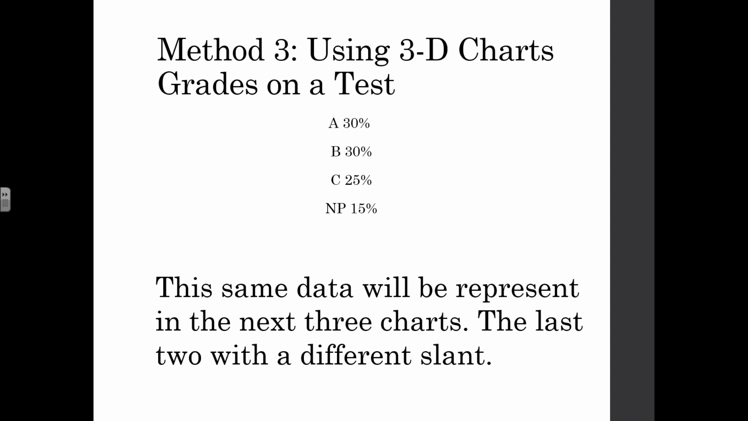Method 3 is using 3D charts. 3D charts are very hard to read, and you can manipulate them in Excel very, very easily. So let's look at an example of how you can manipulate 3D charts. Here's the data, grades on a test. 30% of the class got A's, 30% got B's, 25% got C's, and 15% didn't pass. The same data is going to be represented in the next 3 charts, with 3 different slants on the data.